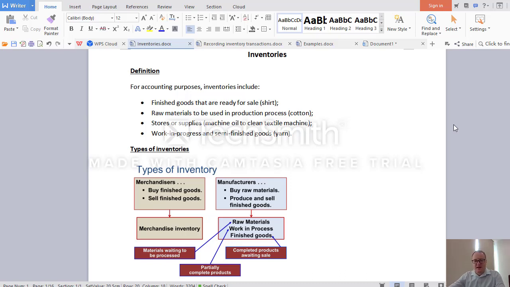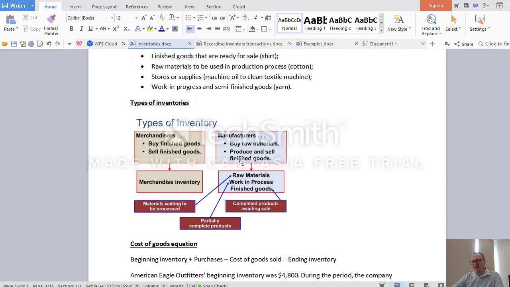Hello everyone, let's talk about inventories today. There are different types of inventories. Finished goods can be inventory, or raw material can also be inventory, semi-finished goods and work in progress, as well as supplies and stores. They're all inventories. Manufacturers have a particularly large number and different types of inventories compared to merchandisers, because merchandisers just buy inventories and sell inventories. They do not have any production process.